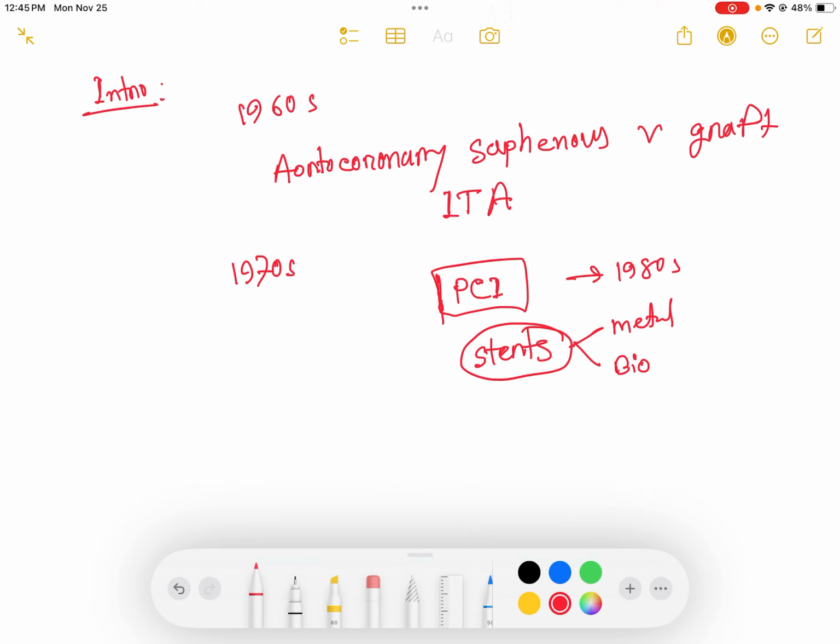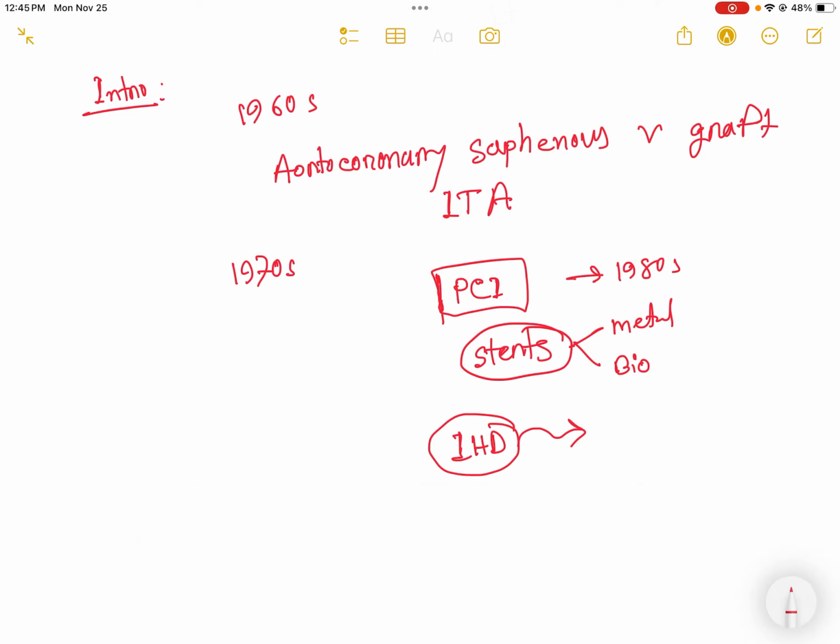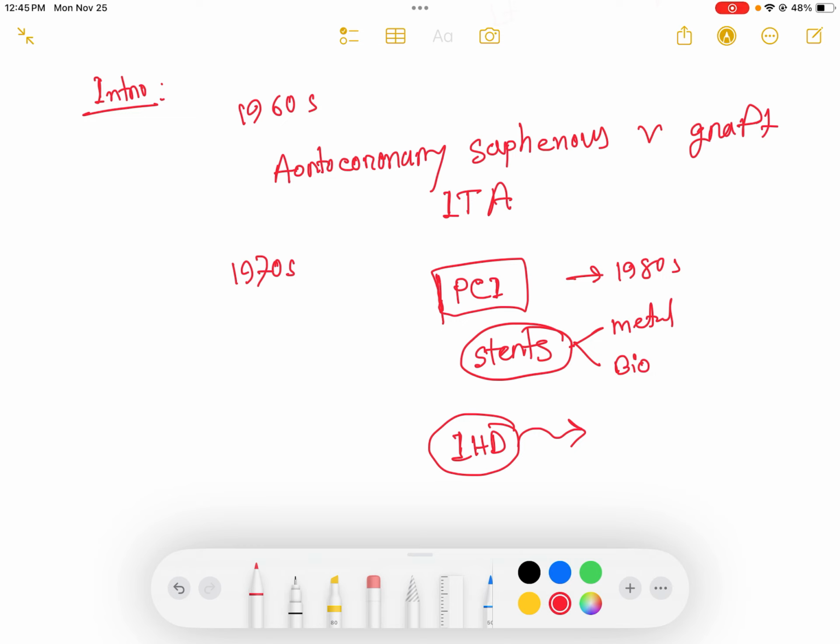Although the role of coronary artery bypass graft in the treatment of ischemic heart disease has been questioned, a recent large multicentric randomized trial comparing coronary artery bypass grafting to percutaneous coronary intervention with drug-eluting stents has clearly shown that coronary artery bypass grafting is still the gold standard operation in a certain group of patients.